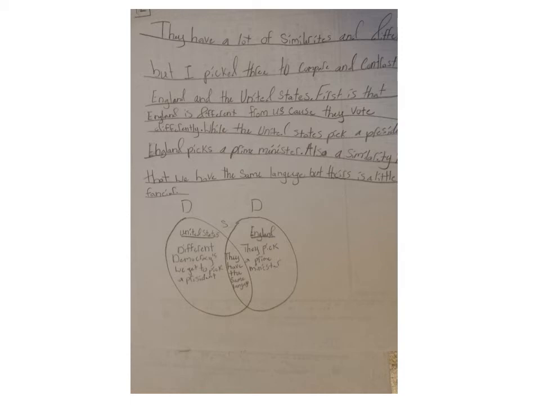This person also didn't really explain how they vote differently. They just say that the United States picks a president and England picks a prime minister, but this person didn't talk about how in the United States the voters pick the president. But in England, the voters don't get to pick the prime minister. The prime minister is actually chosen by members of the House of Lords.